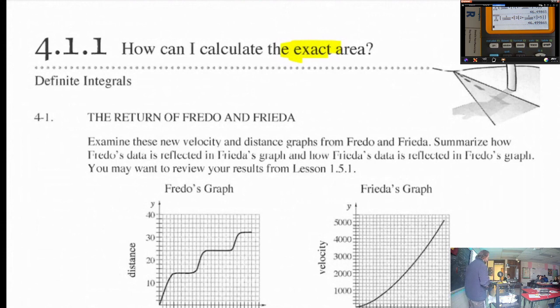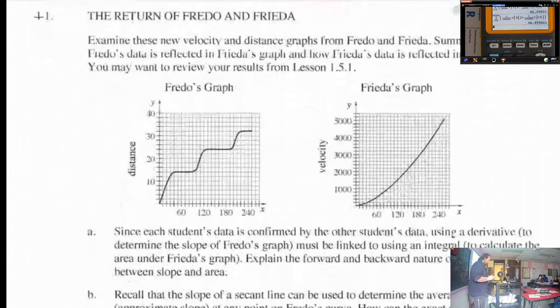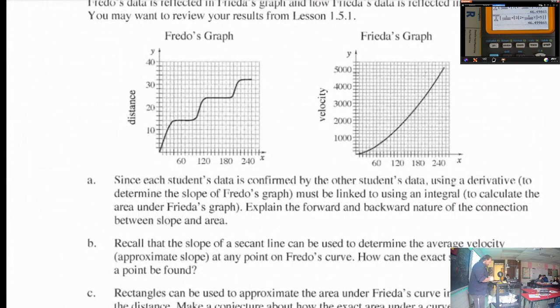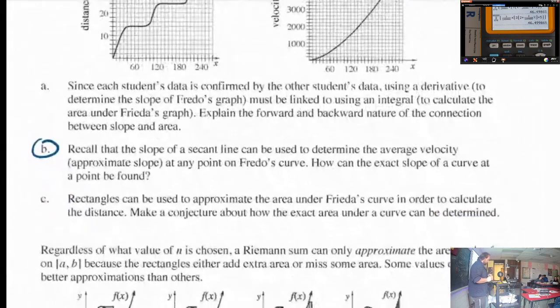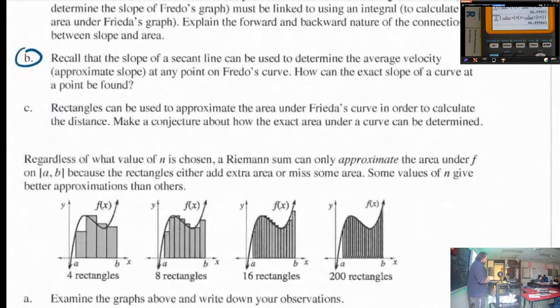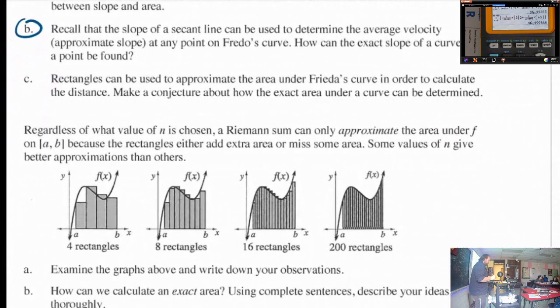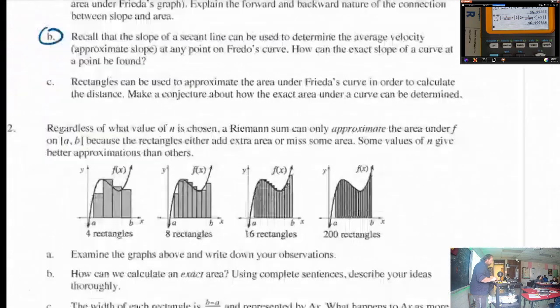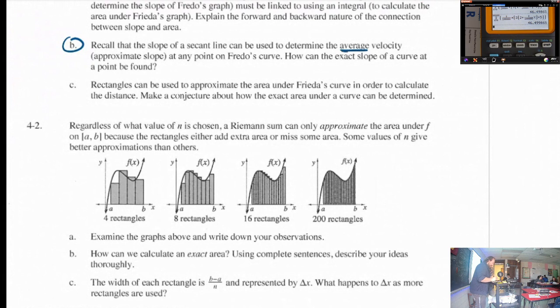Fredo and Frito was a problem we looked at way back in Chapter 1. And the big idea, let's just jump into question B right away. Don't worry about those two graphs right there. Question B says, recall that the slope of a secant line can be used to determine the average velocity at any point on the curve. The question is, how can the exact slope of a curve at a point be found?